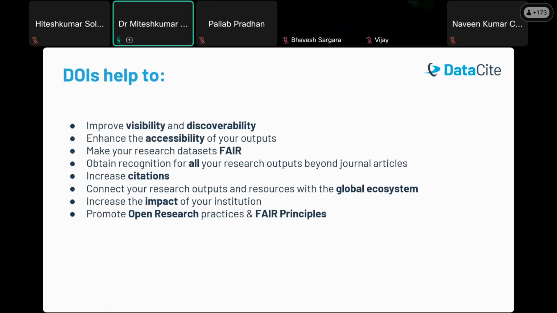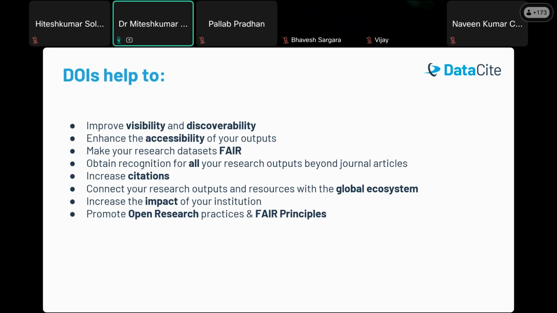DOIs help us to improve the visibility and discoverability. It enhances the accessibility of the research output, and it makes the research data sets compliant with the FAIR principles: findable, accessible, interoperable, and reusable. It obtains recognition for all the research outputs beyond the journal article. It increases the impact and citation.